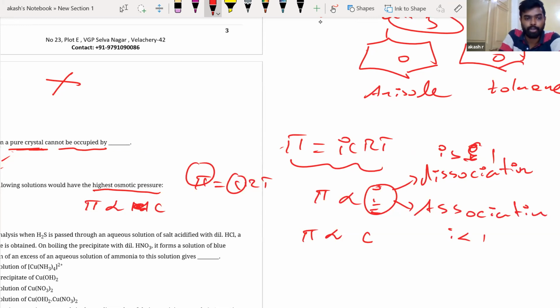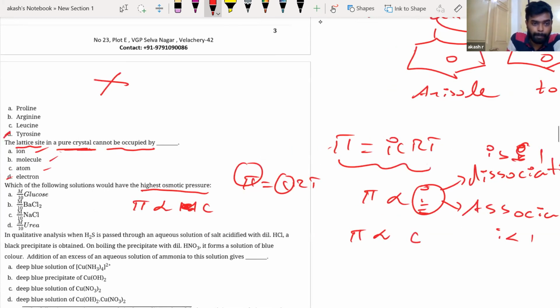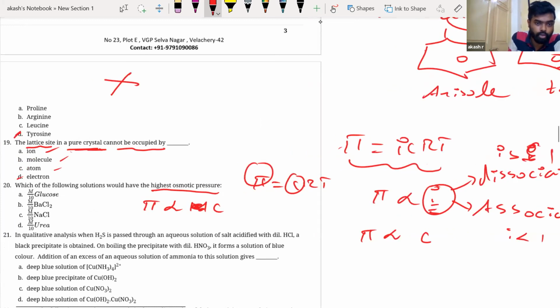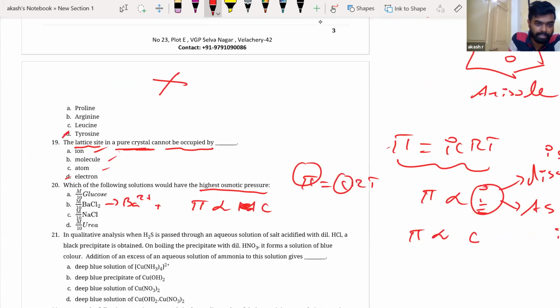Now you see that here I have BaCl2. So it will form Ba2+ and 2Cl-, and NaCl will form Na+ and Cl-. Now here you see there are only 2 ions, but in this case you see what? 3 ions. Like all are M by 10, people, all concentrations are same. What do you mean by M by 10?